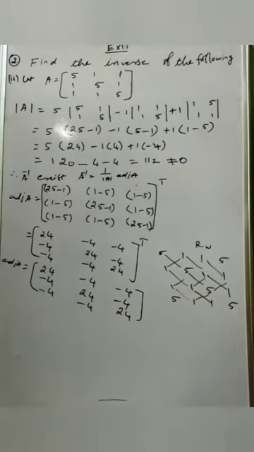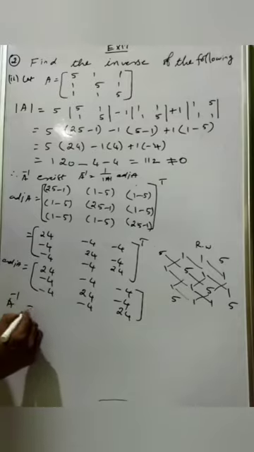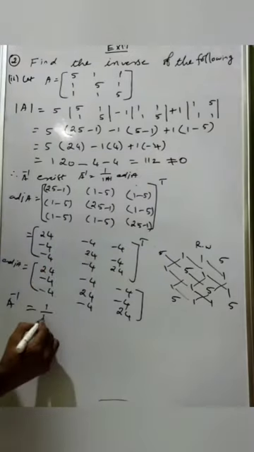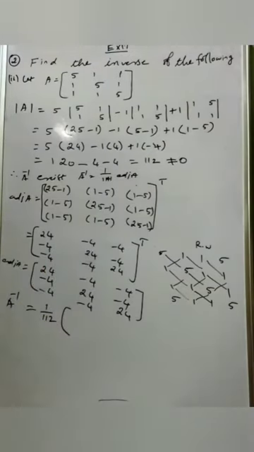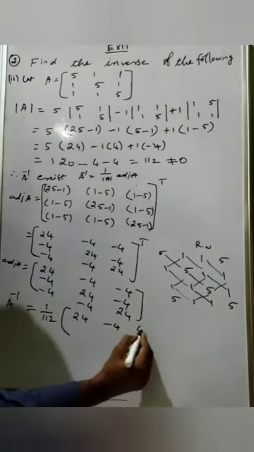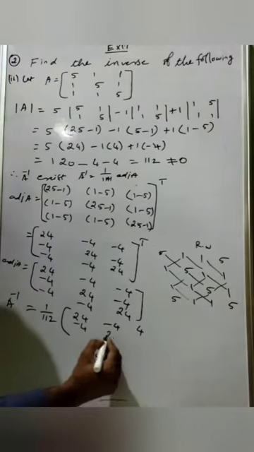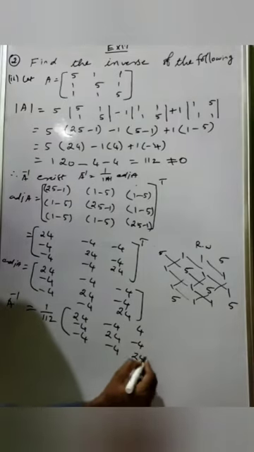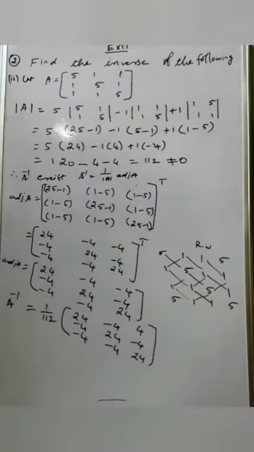Now the question is find A inverse. So A inverse equal to, you know the formula, 1 by determinant of A. So 1 by determinant of A, value is 1 by 2, into adj A: 24, minus 4, 4, minus 4, 24, minus 4, minus 4, minus 4, 24. So this is the way we have to find a 2 cross 2. We have to find a 3 cross 3 A inverse. 3 cross 3 A inverse we can find.